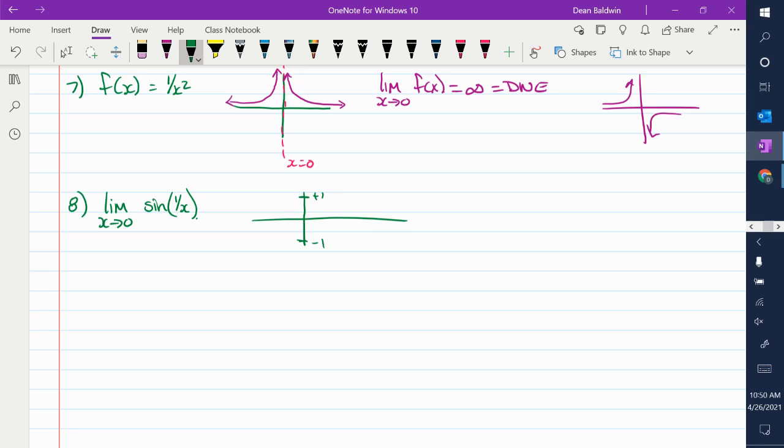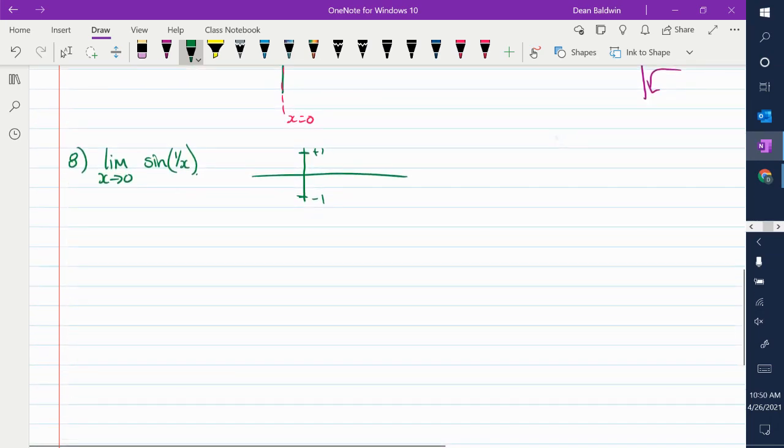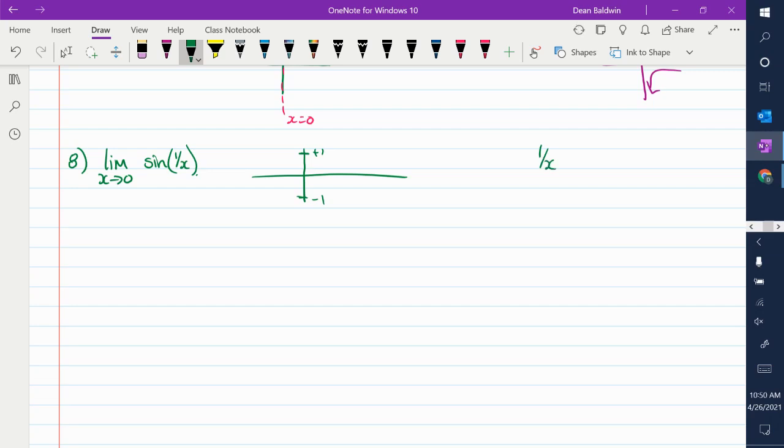Now, I also know the graph of 1 over x. Don't write this down. The graph of 1 over x looks like this. As you get closer to 0, this value goes to positive or negative infinity. Does everybody agree with that? Again, don't write this down. All that you're responsible for is answering this question, not how to get the graph.